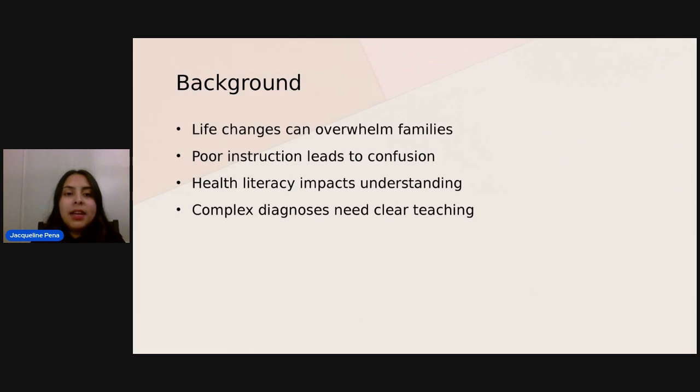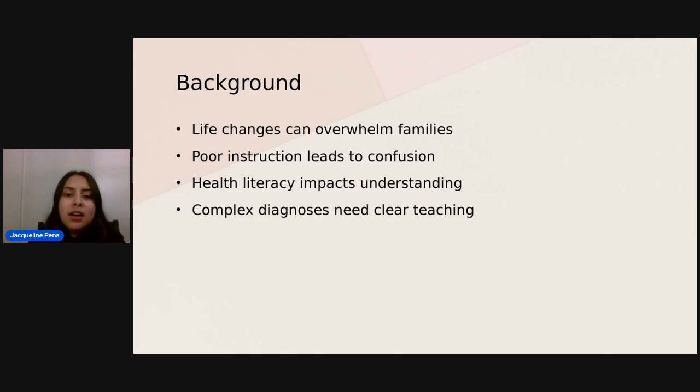Background. Major life changes can be overwhelming for parents, especially when their child is facing a new diagnosis or recovering from surgery. Often, postoperative instructions aren't fully understood or they're forgotten in the stress of the moment. This is even more challenging for caregivers who have limited health literacy.